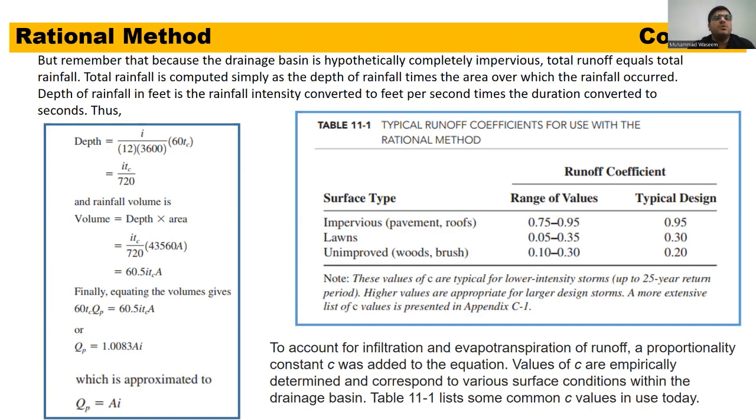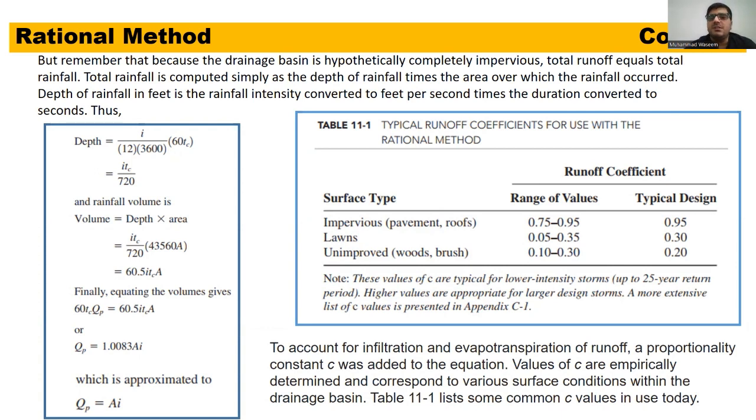So now we know that up to this point, the rational method is only used to determine the peak flow rates. We are not interested in, and we do not try to estimate, the flows before the maximum peak and after the maximum peak. The next thing we studied was that the catchment, or the drainage basin, was hypothetically completely impervious, and our QP was area times intensity, A dot I.